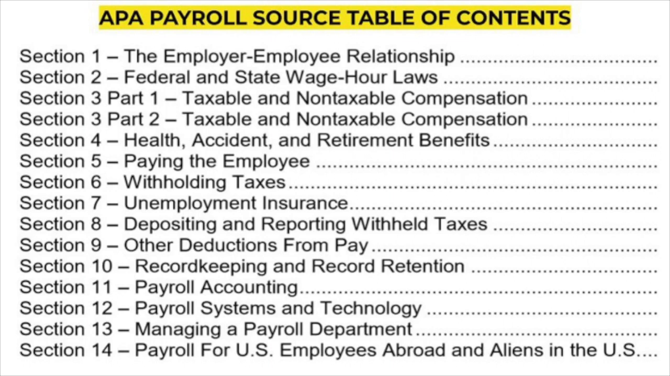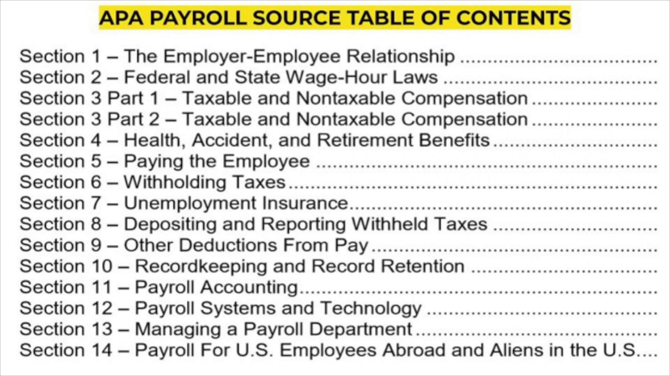Now this slide shows you the table of contents from the APA payroll source. Section 1 and 2 cover the federal laws related to employment. Section 3 and 4 cover the taxable and non-taxable income, like your fringe benefits, etc. And you will see a lot of calculation problems from these sections. Section 5 is on constructive receipt and different payment methods.